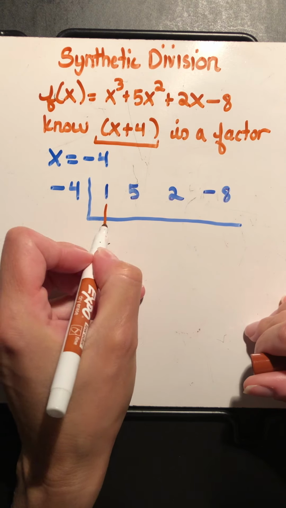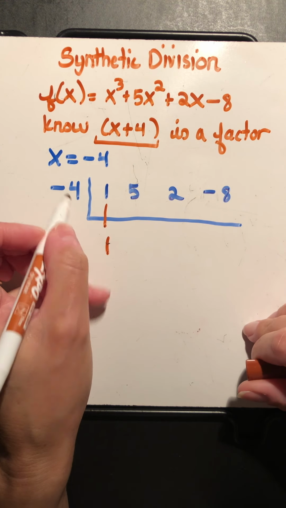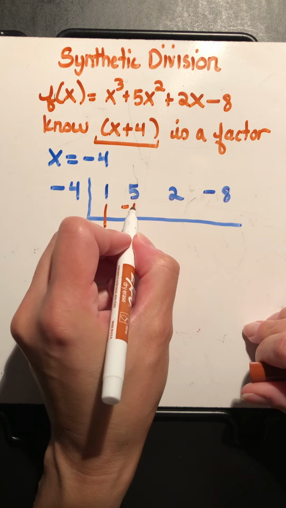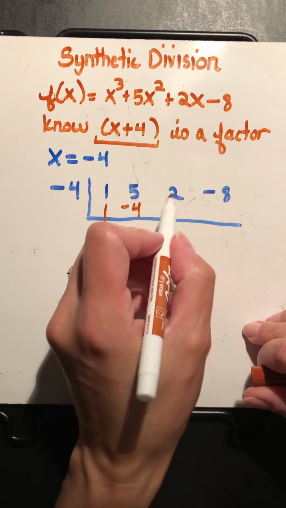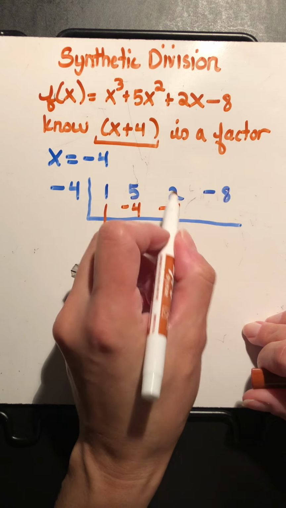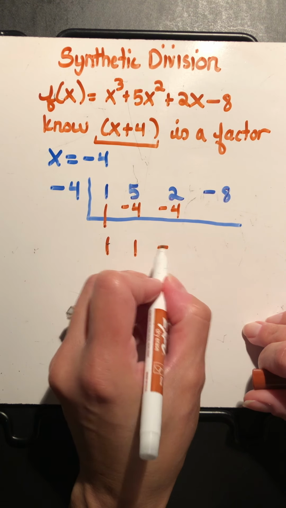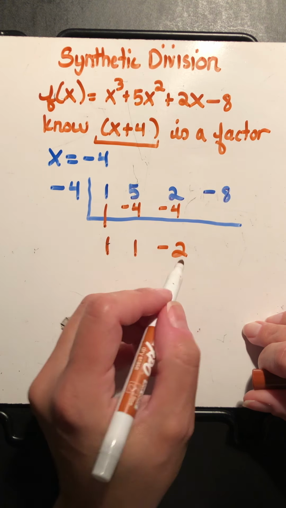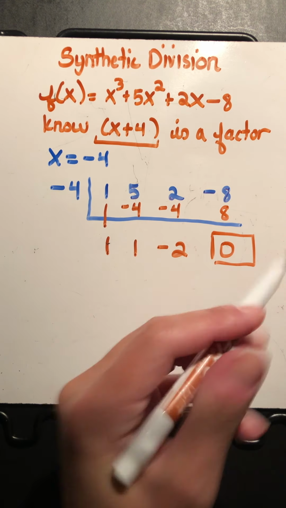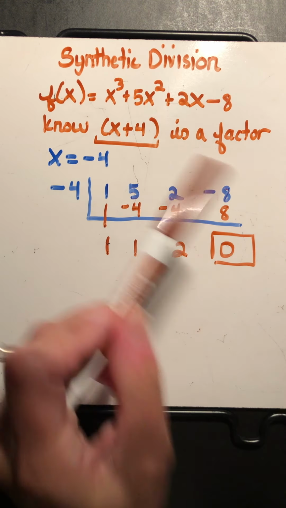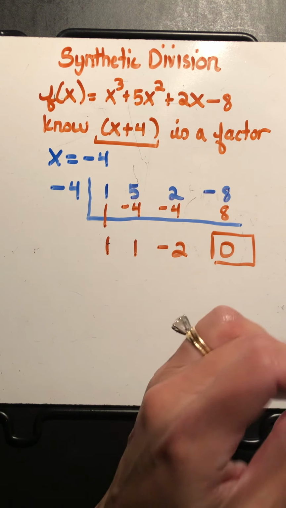So let's bring down the 1. Negative 4 times 1 is negative 4. I'm going to add 5 and negative 4. That's 1. Multiply negative 4 times 1 is negative 4. I'm going to add these two together. That gives me negative 2. Negative 4 times negative 2 is positive 8. Adding together is 0. So the fact that I got a remainder of 0 means that x plus 4 was a factor, just like I thought.